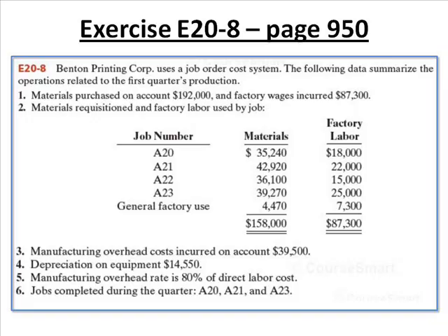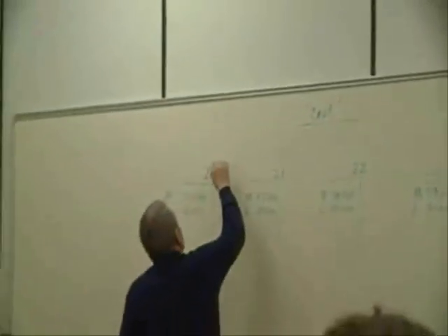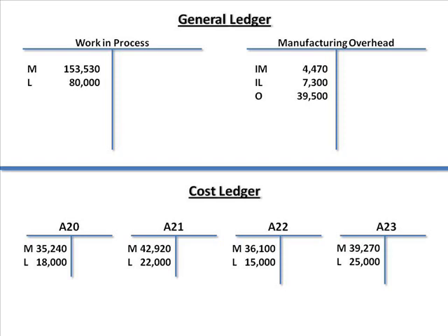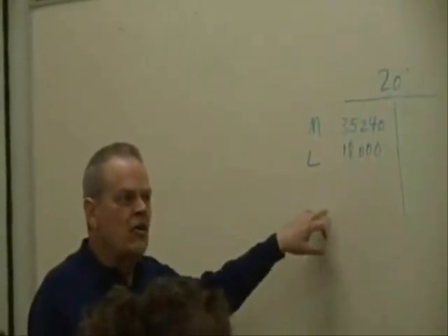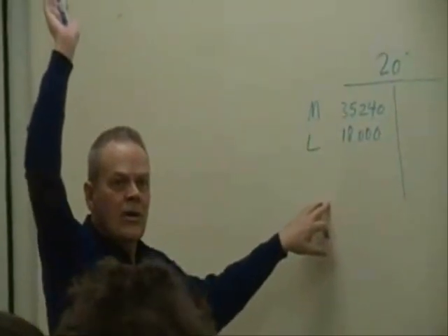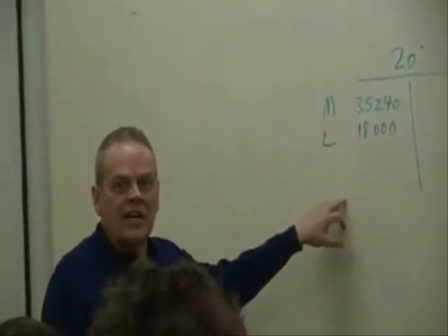Read number 6 with me. Jobs completed during the quarter: 20, 21, and 23. I'm just going to put a little dot here to remind myself that it's these 3 that I need to know the total cost of. Are these all the costs I incurred on this job? Let's do a show of hands. Yes? No? Didn't sound that way the first time. So let's do it one more time verbally. Are these all the costs I incurred on this job?